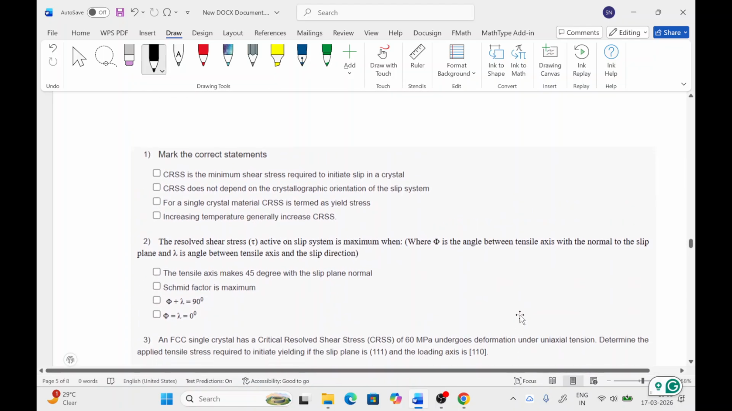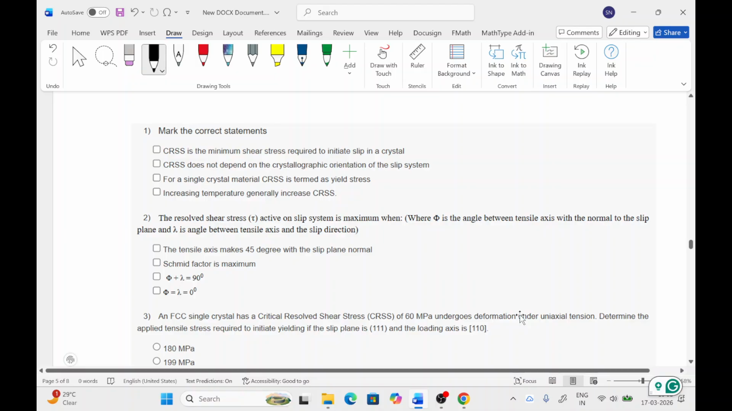So we can discuss some more questions. These questions are from the recent assignment for the week 8 lectures. These are more or less similar to the previous questions.